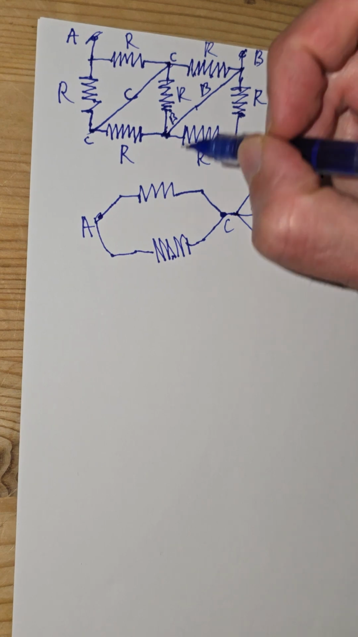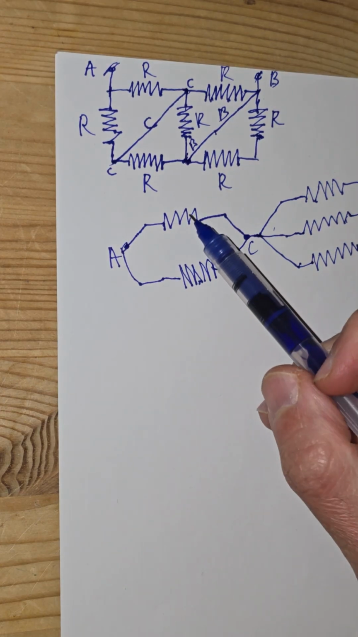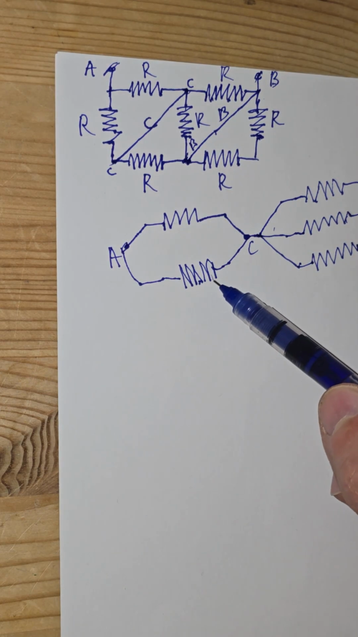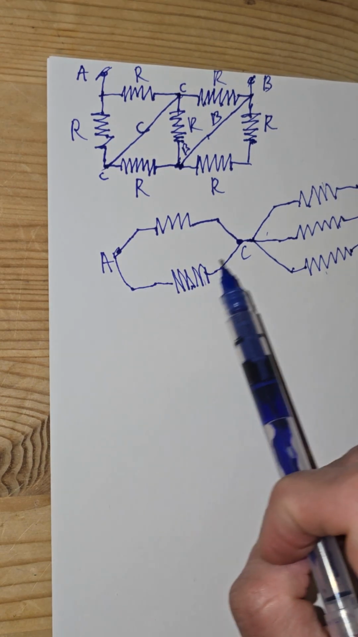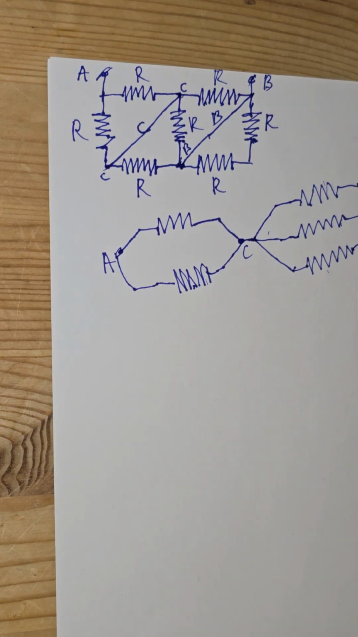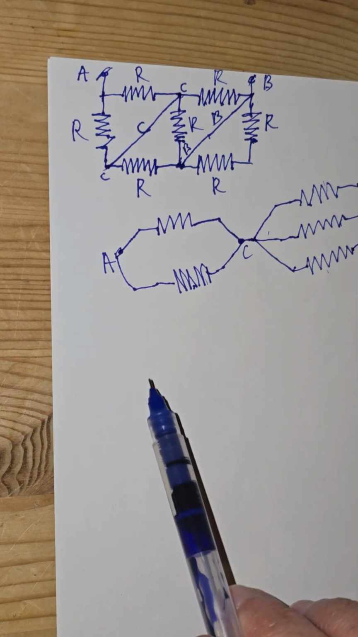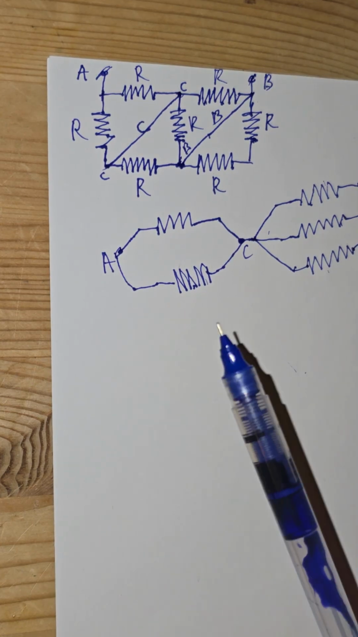And if this is C, this is B. So we have two resistors in parallel here and three in parallel here, and these two parallel groups are connected with each other. How? In series. What is a series connection?